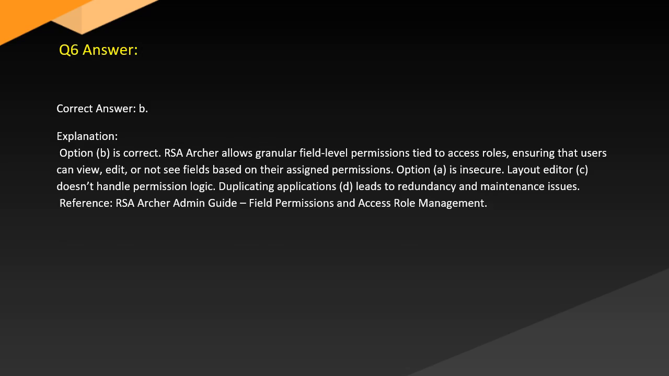Answer. Correct answer: B. Explanation. Option B is correct. RSA Archer allows granular field-level permissions tied to access roles, ensuring that users can view, edit, or not see fields based on their assigned permissions.